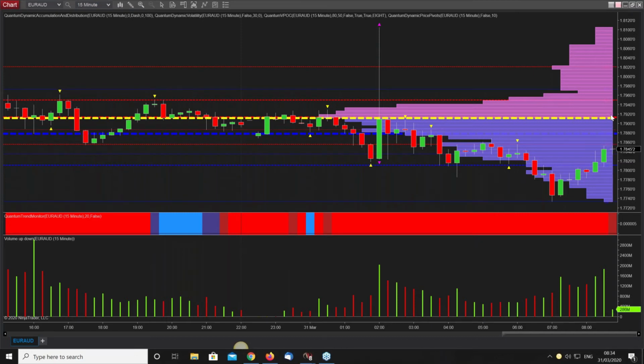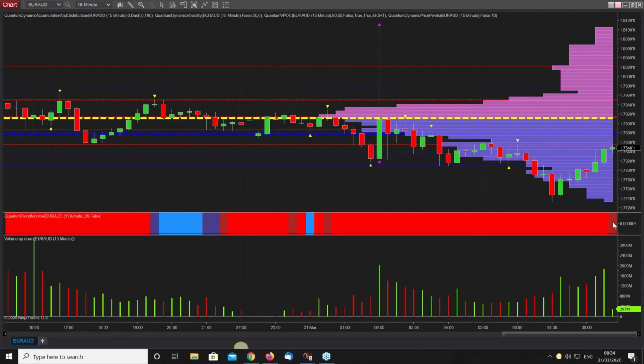And then if we get up as far as this level, then you're going to expect congestion for several reasons. Firstly, because you're reaching the volume point of control itself. That's where you'll almost certainly get congestion. Plus, you've got further resistance here. Plus, you've got this ton of volume at the volume point of control itself. So there are many reasons why we will expect to see congestion at that level.